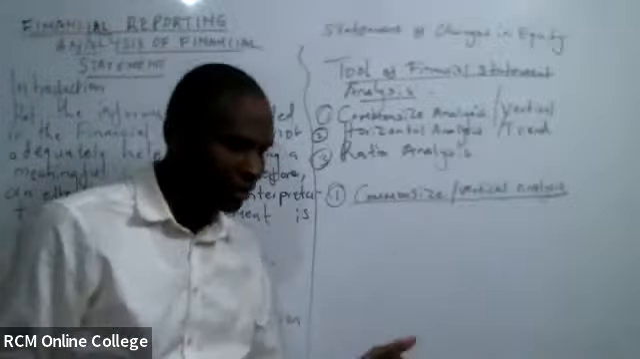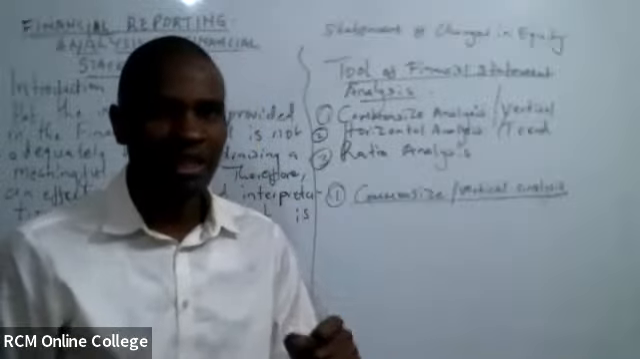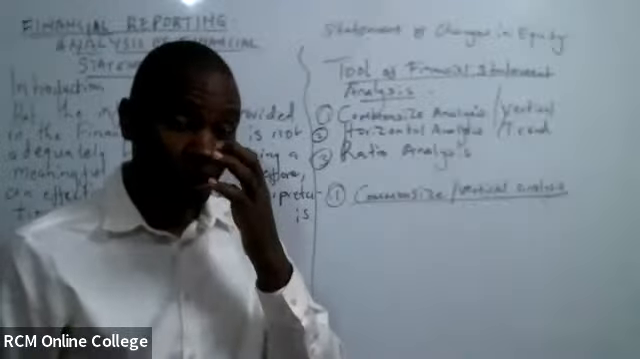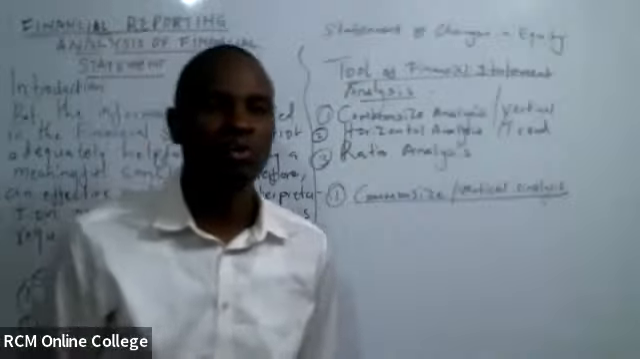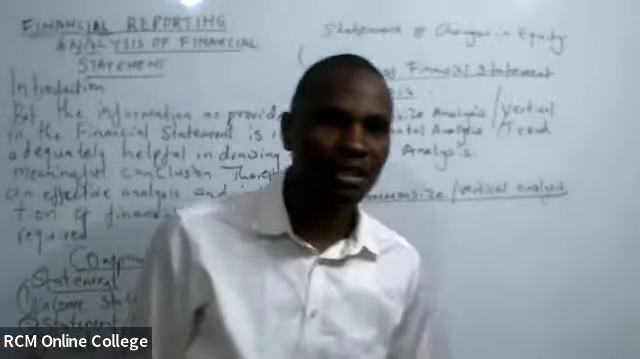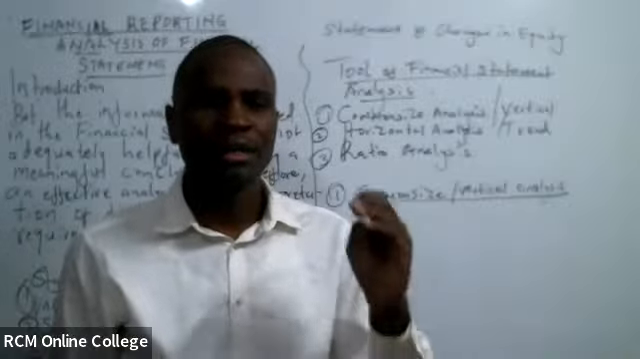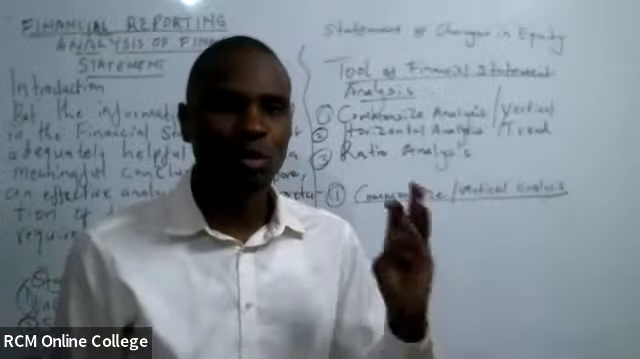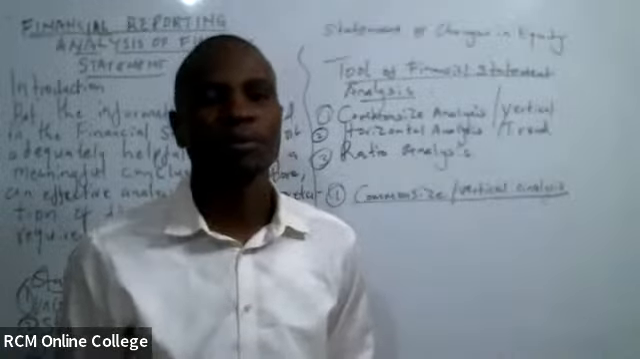So when it comes to the income statement, we look at the total sales. You express the items of income and expenses as a percentage of sales. On the other hand, we have the statement of financial position, that's the balance sheet. We express all the items of assets and liabilities as a percentage of total assets. That's the only thing you need to know: as far as the income statement is concerned, we express the items of income and expenses as a percentage of total sales.